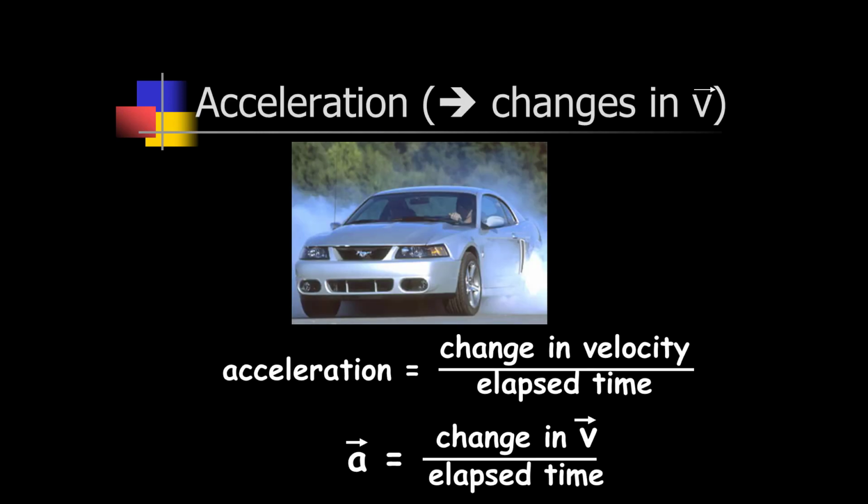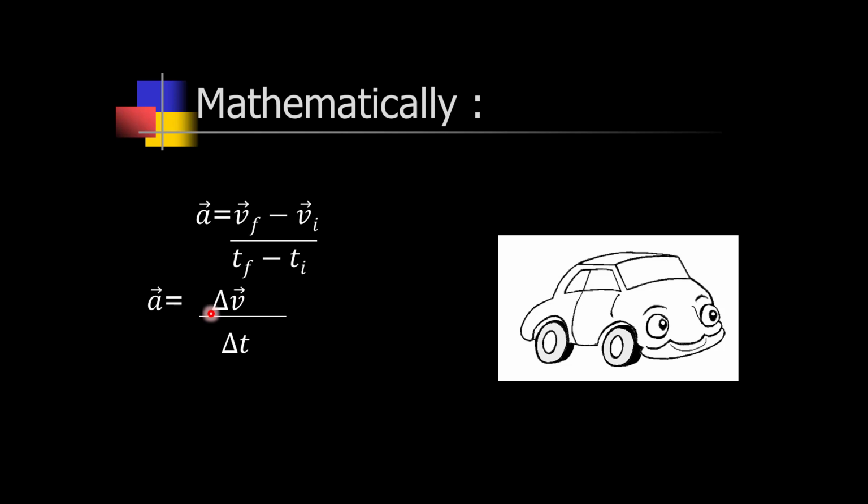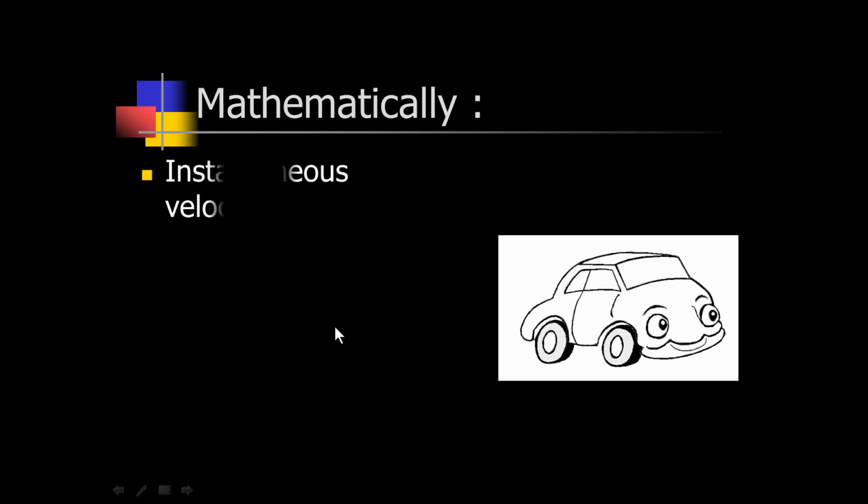So acceleration is equal to change in velocity divided by elapsed time. The symbol of acceleration is a, a vector, equal to change in velocity. We are talking about velocity, so that will be a vector, divided by elapsed time. Mathematically, we can say that acceleration is equal to final velocity minus initial velocity, divided by final time minus initial time. And as change can be represented by delta, we can write this equation as acceleration equals change in velocity divided by elapsed time, that is, how much time has passed. So this is the formula of acceleration.